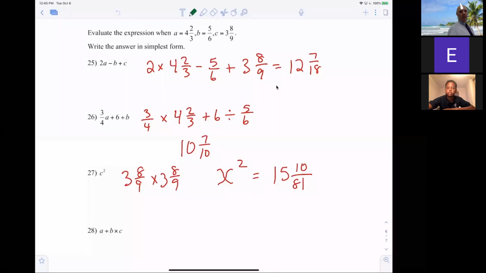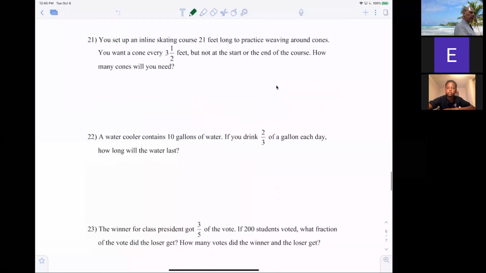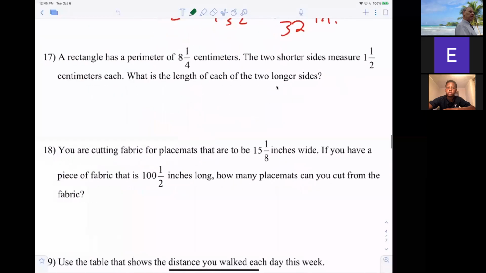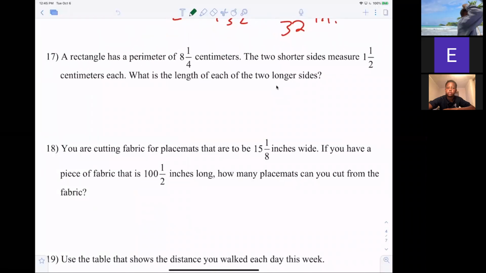And get busy. All right, now what I want to do is go back up here to these problems right here. I kind of stopped at 17. All right, so here we go. 17. Go. Tell me what you get. A rectangle has a perimeter. No, I want you to tell me what the answer is. 5 1/2. Good.